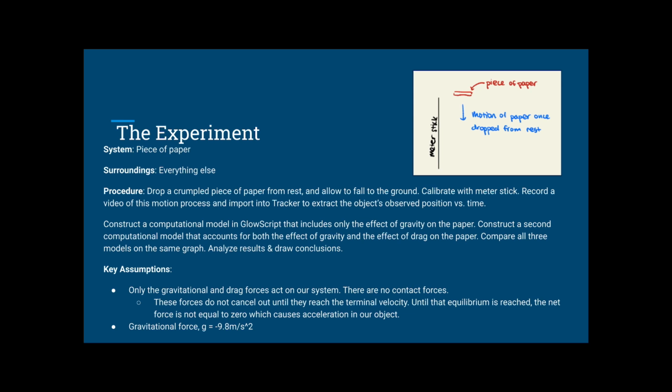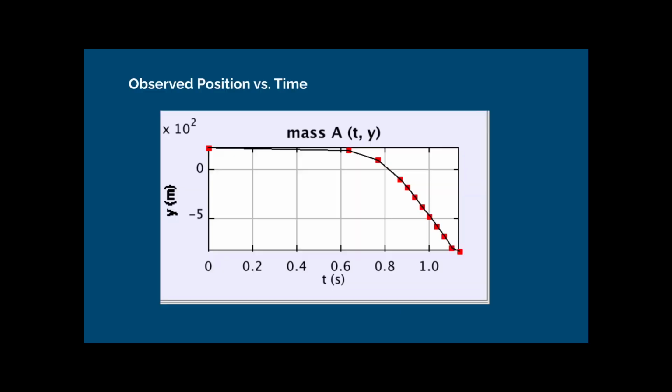Key assumptions we must make in this lab are that only the gravitational and drag forces act on our system. These forces do not cancel out until they reach terminal velocity. Until this point, the net force is not equal to zero, which causes acceleration in our piece of paper. Here in Tracker, we gather data points from our video after setting the origin and calibrating, which, after plotting the data, yielded the observed position versus time graph we see here.